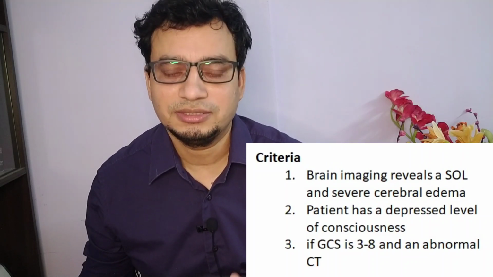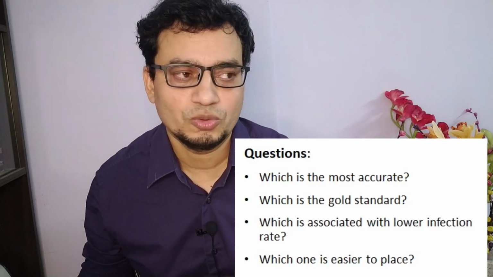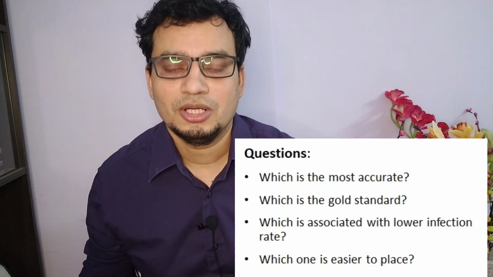Now regarding the devices used for ICP monitoring, there are various types of devices available. Few are intraventricular, few are intraparenchymal. The major intraventricular and intraparenchymal devices for ICP monitoring are available, and there are few questions which may be asked in exams, such as which is the most accurate device, or which is the gold standard, or which is associated with the lower infection rate or lower hemorrhage rate or lower complications, like that. Many questions may be asked regarding ICP monitoring, and you should be very thorough with these types of questions.